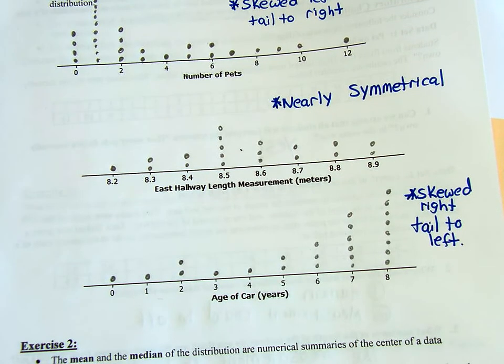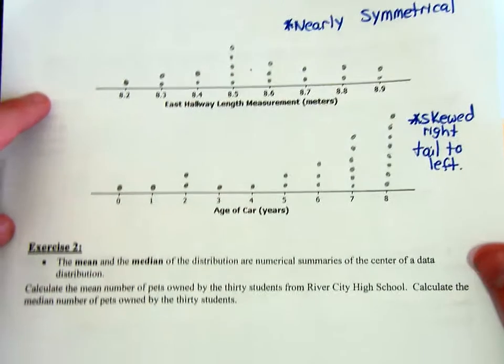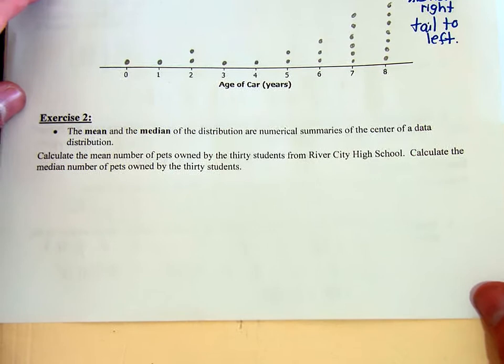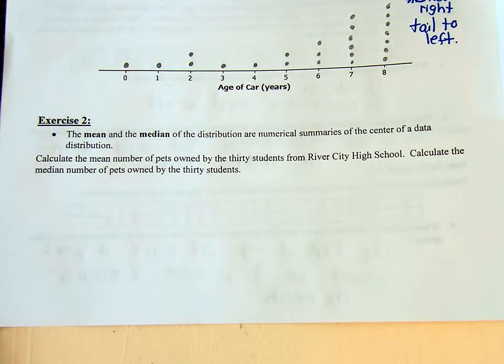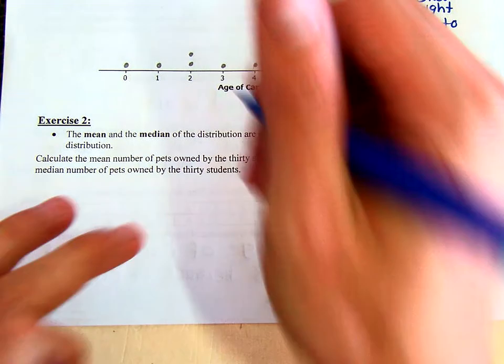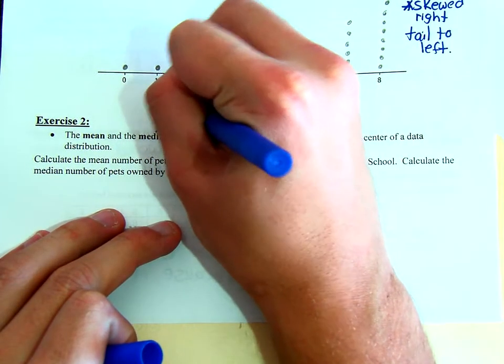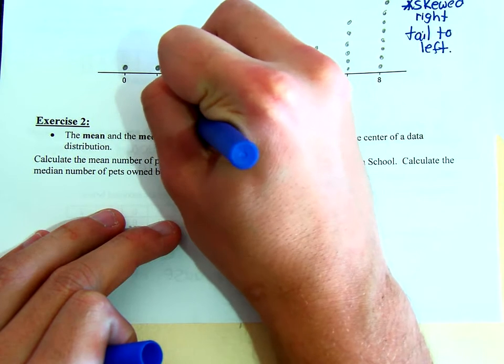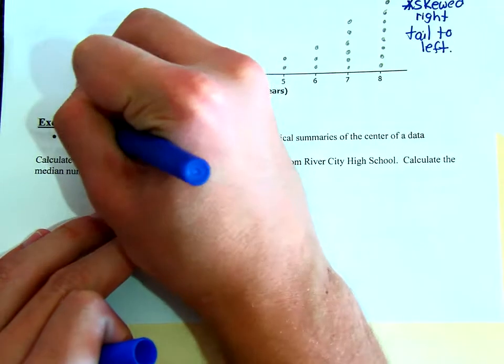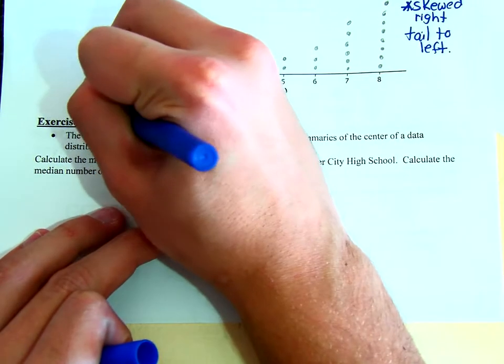Okay. So now what we're going to do is move into actually finding the mean and the median. It says the mean and the median of the distributions are the numerical summaries of the center of data distribution. And again, the median is just the middle number, and the mean is just the average.